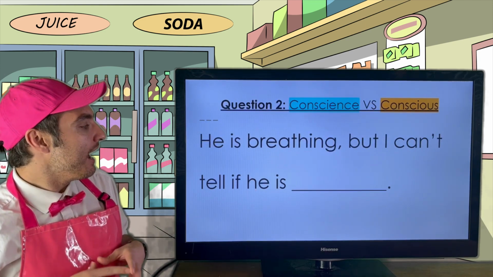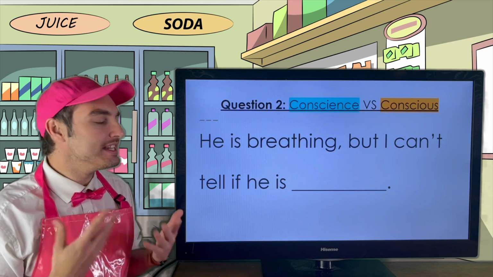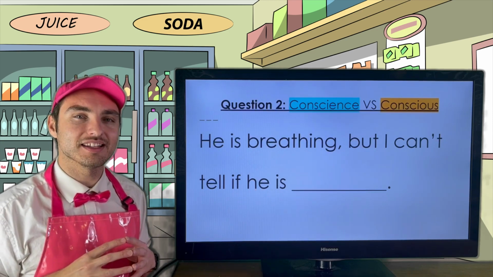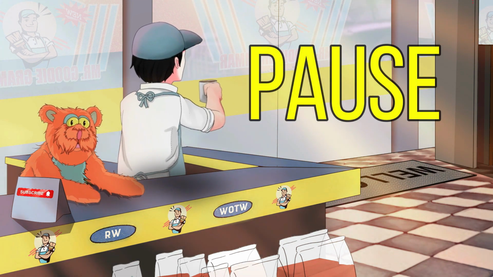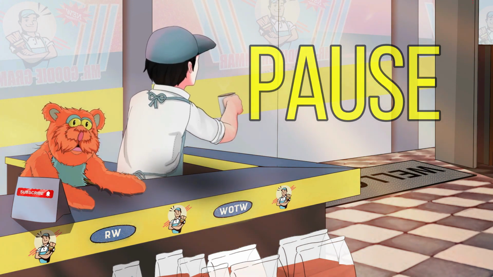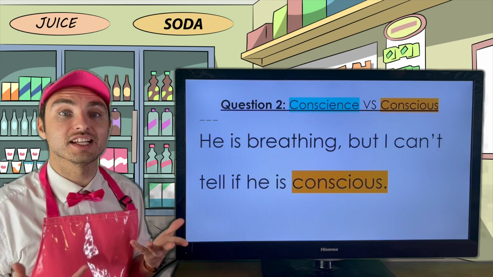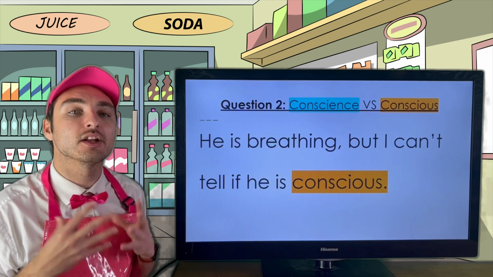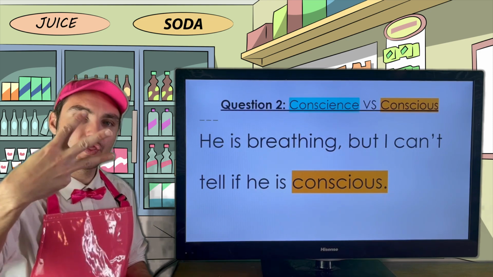He is breathing, but I can't tell if he is blank. What are we going to fill in the blank with? Take a second. Think about it. Alrighty, here's the answer. The answer is conscious. He is breathing, but I can't tell if he is conscious, if he is awake and aware of his surroundings. Pretty easy, right? Let's go ahead and move on to question 3.